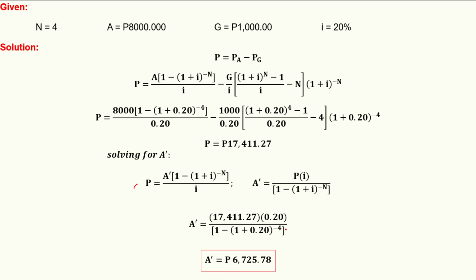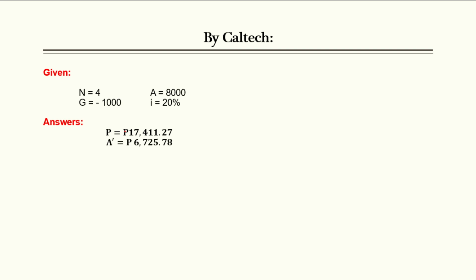So, kailangan pa ba natin ng ganyang kahabang solution? Hindi na. Since engineer tayo, padaliin natin ang ating buhay. Gamitin natin ang Caltech. So, kunin natin ang given. N is equal to 4. G natin ay negative kasi sinabi naman doon sa problem na decreasing, at the same time, kitang-kita naman sa ating cash flow diagram na decreasing ang kanyang value. A is equal to 8,000 and I is equal to 20%. So, ang answer na nakuha natin, ang present worth ay 17,411.27 and yung A prime natin ay 6,725.78.